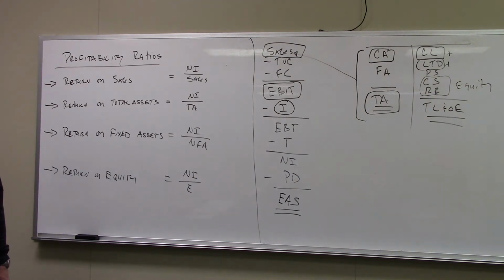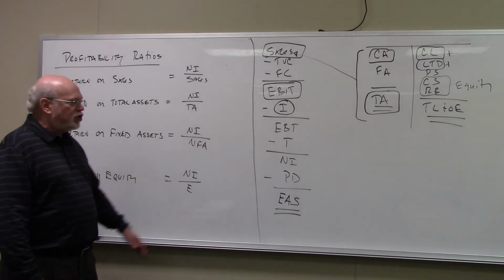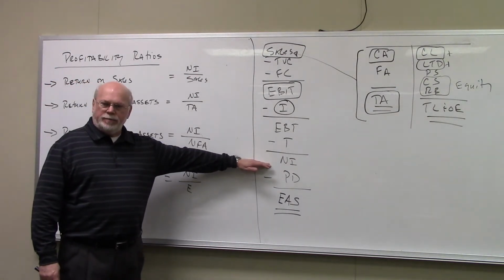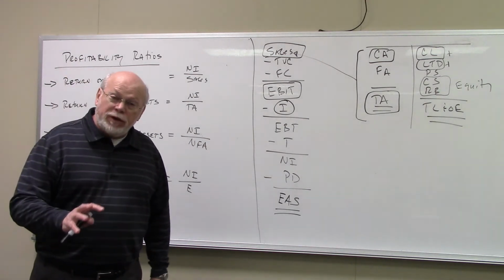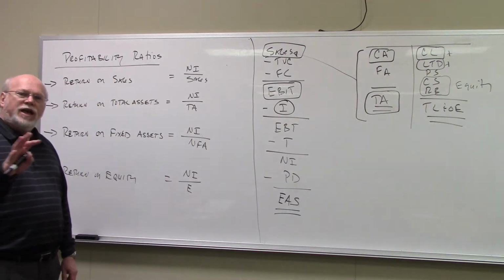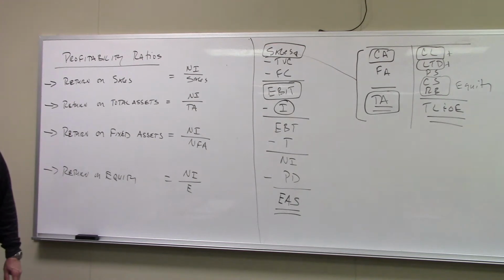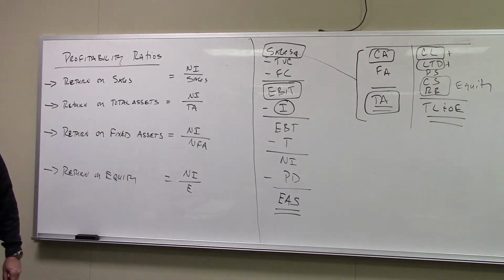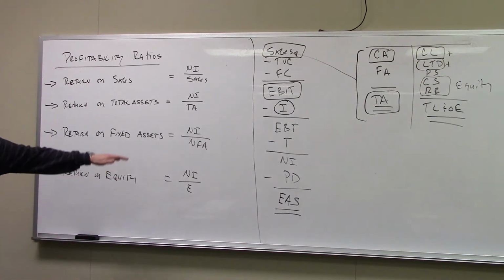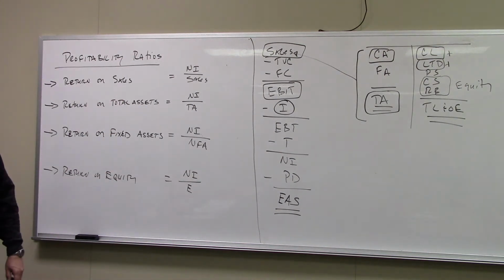No matter what you do, no matter what kind of business you have, at the end of the day, what you want to do, of course, is generate income. And a common measure of income is net income. There's a lot of discussion about whether or not that's the best measure of income, but nonetheless, very common measure. And in most textbooks, that's the measure of income they use in these profitability ratios. So all these profitability ratios, you'll note, the numerator is net income.